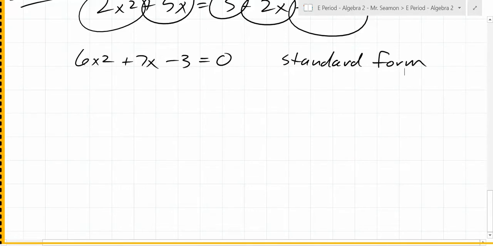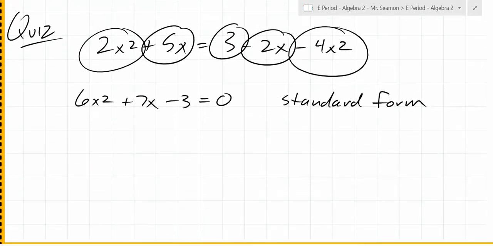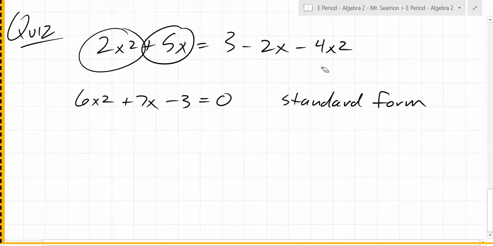Wait, wasn't it 2x squared minus 5x? Nope, 2x squared plus 5x. It was. What? Wait. I just literally copied down the question from the quiz right here. I know, but I'm just. This is it right here. I'll get rid of the circle so you can see it. That's it. So what happened?